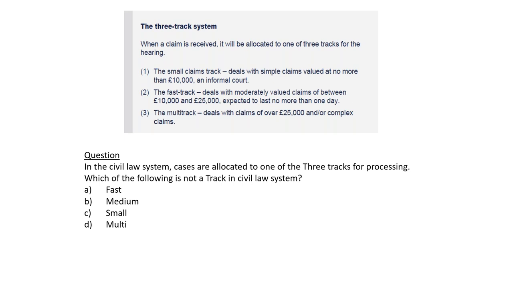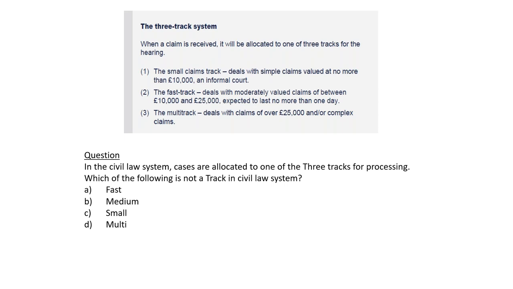Similarly, coming to the fast track claims, deals with moderately valued claims of between £10,000 and £25,000, expected to last no more than one day. So if you bring the case to the county court and you are expecting the other party or defendant to pay you between £10,000 to £25,000, it will be a fast track claim. And in county court, all the fast track claims are being heard by the circuit judge.